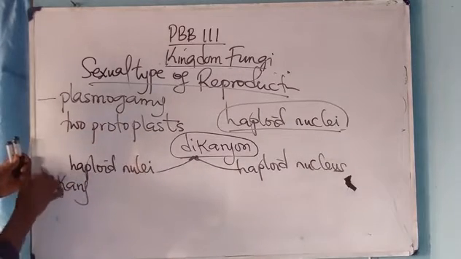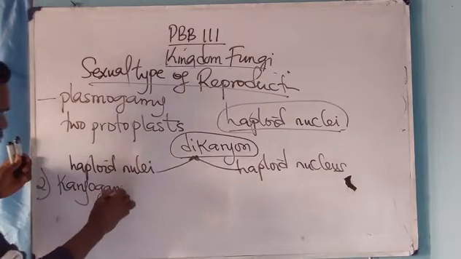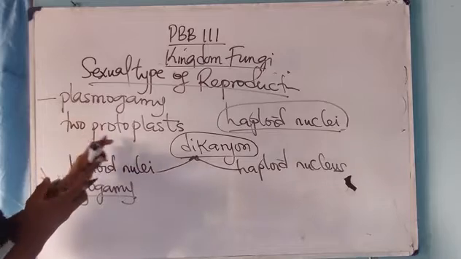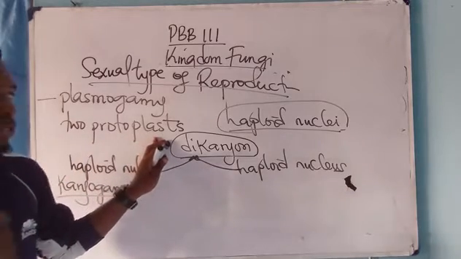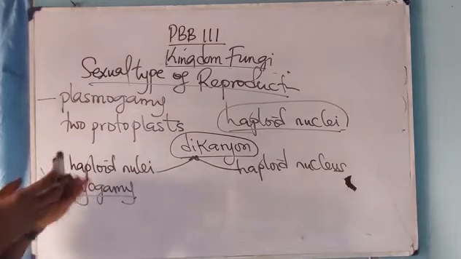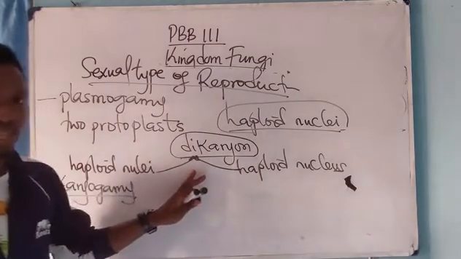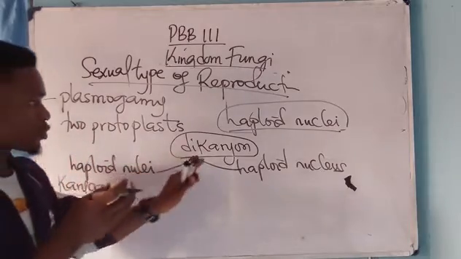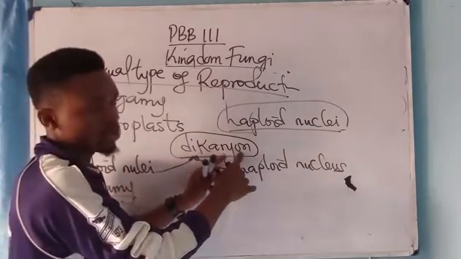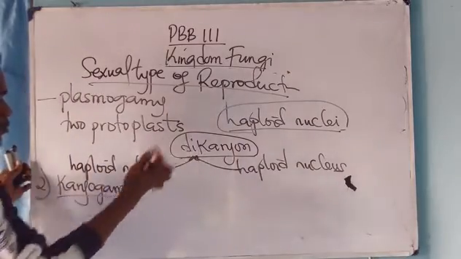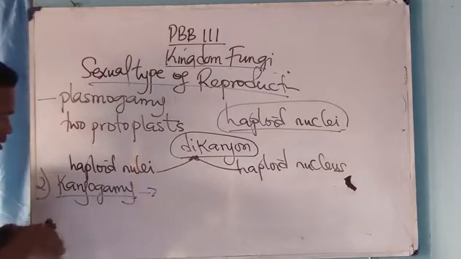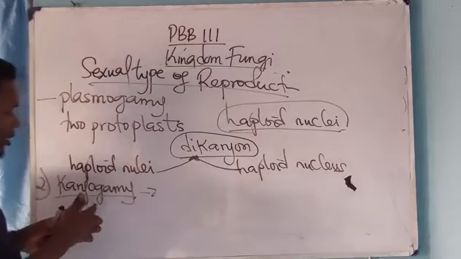This is number 2. You can see that plasmogamy brings about the fusion of two protoplasts with or without their haploid nuclei. I also said that plasmogamy enhances the coming together of two haploid nuclei from opposite sexes. These two nuclei that have come together are called a dikaryon. Now this dikaryon will undergo meiosis through karyogamy.